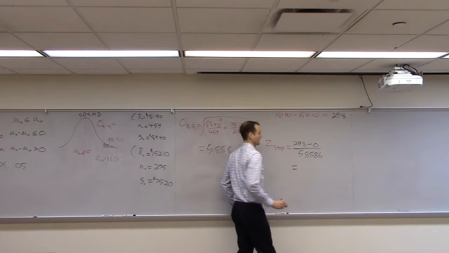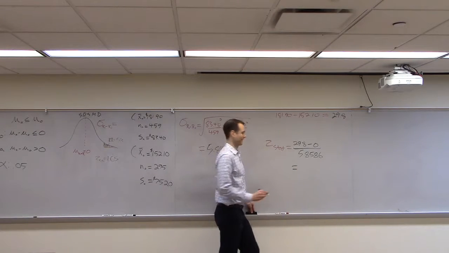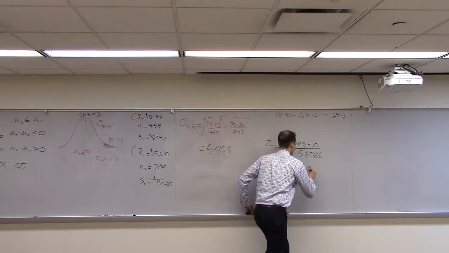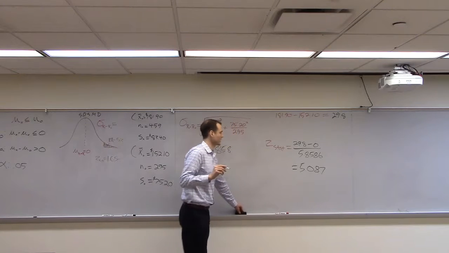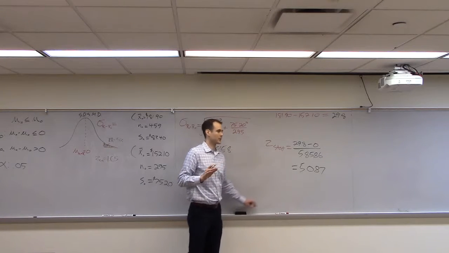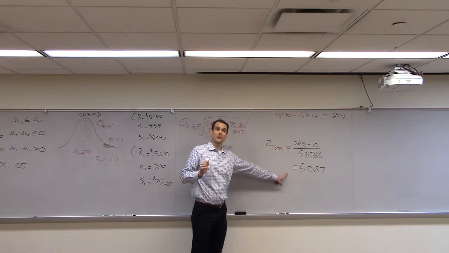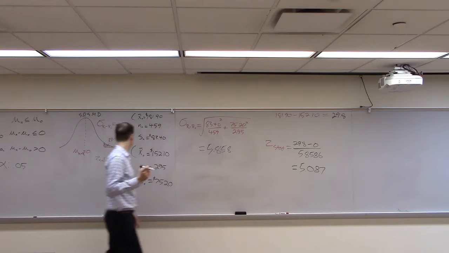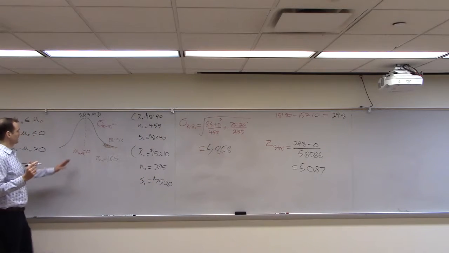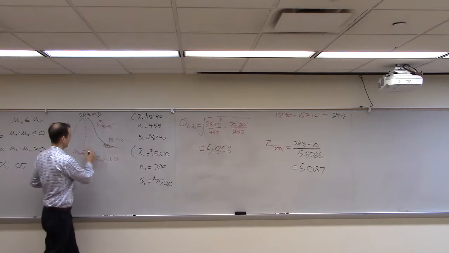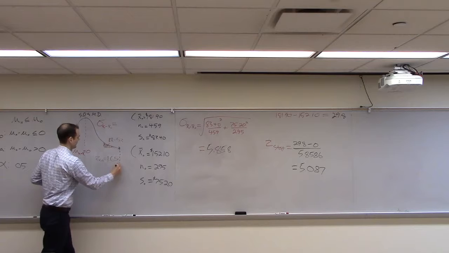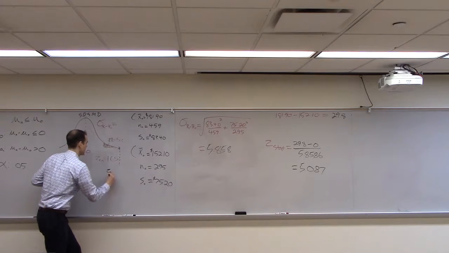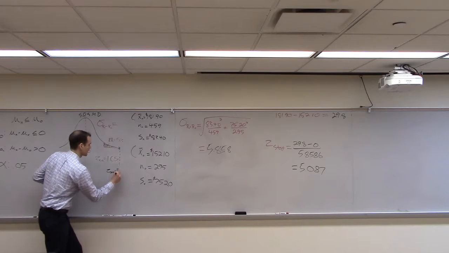What does that come out to? 5.087. Okay. That is our z-stat. So let's plot that z-stat and see if it falls in the rejection region. Okay, that's above 0. It is above 1.65. It's way out here. Z-stat equals 5.087.